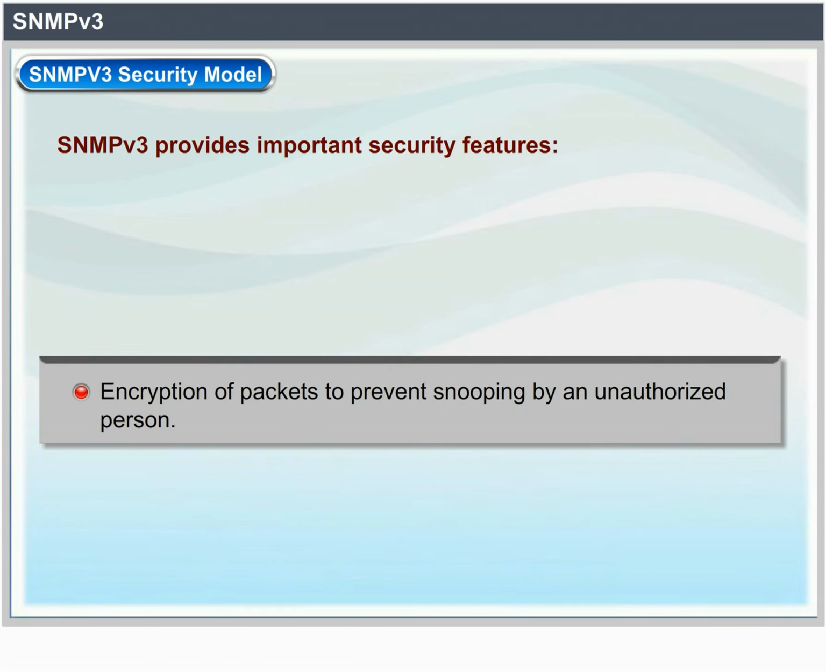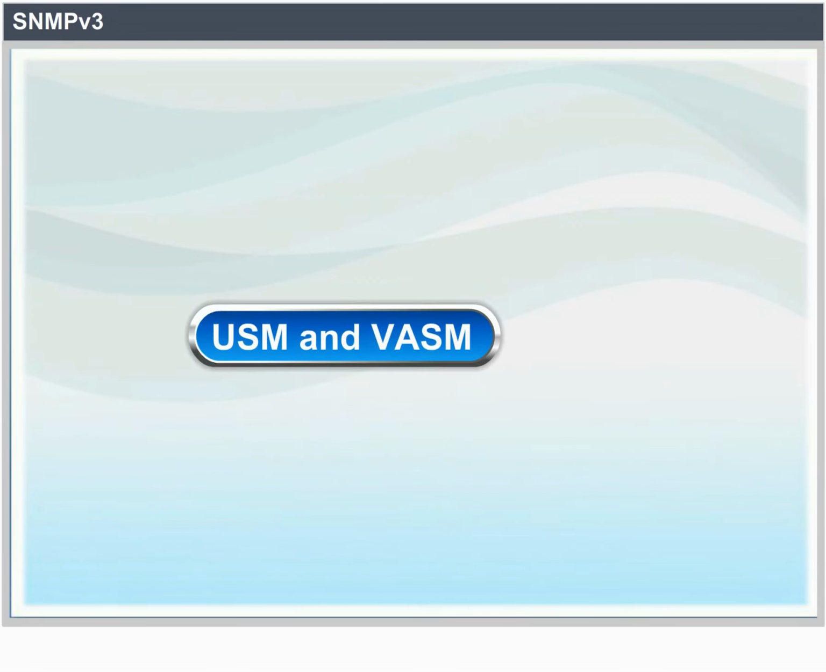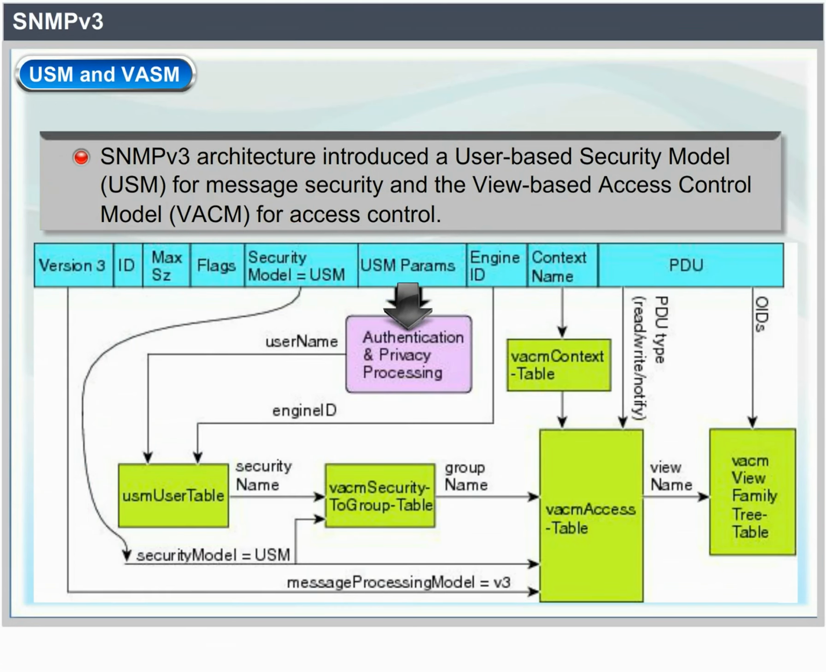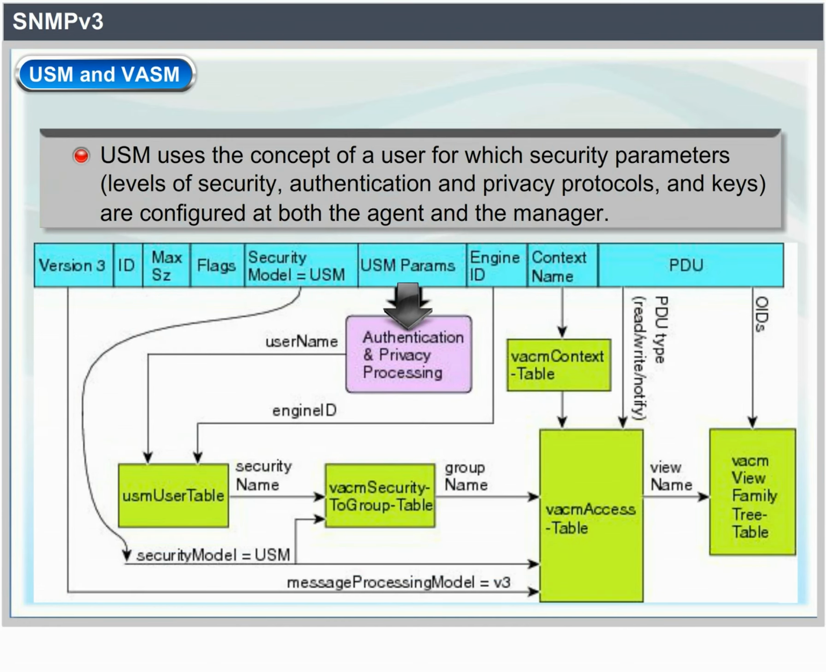USM and VACM. SNMP v3 architecture introduced a user-based security model or USM for message security and the view-based access control model or VACM for access control. USM uses the concept of a user for which security parameters, for example levels of security, authentication and privacy protocols and keys, are configured at both the agent and the manager.